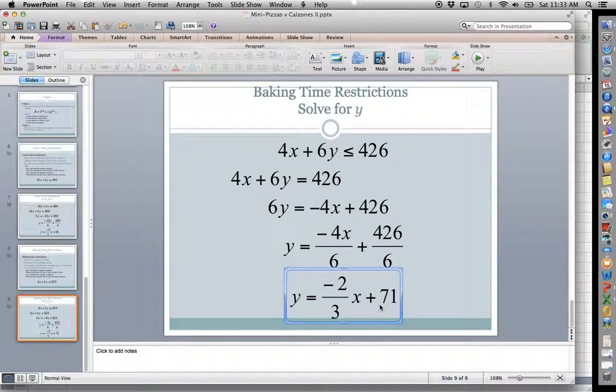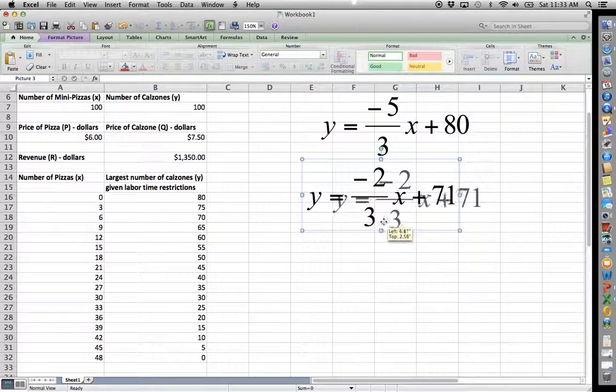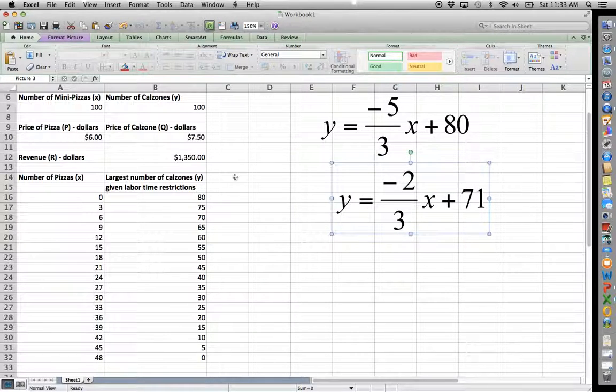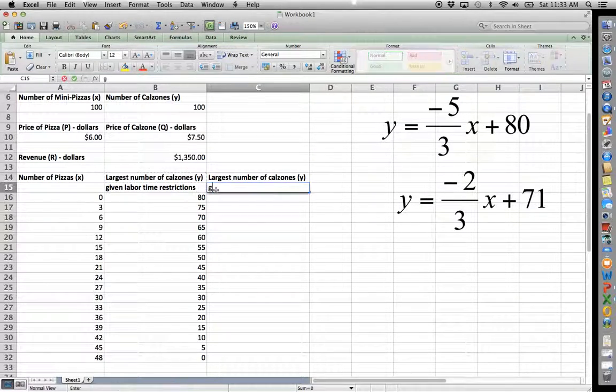And so let me copy and paste this. Oops, I don't think I copied correctly. There it is. All right, what I'm going to make though is I don't want to create a new column for number of pizzas. We already know the number of pizzas. And notice that since it's 3, it's good to go up by 3. So let's type in here largest number of calzones. So let me just copy and paste, make this bigger. And then here it's given baking time restrictions.